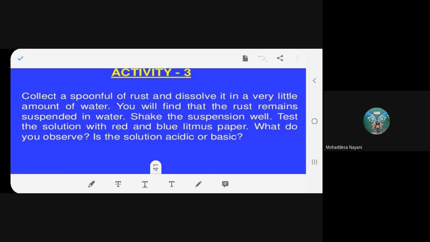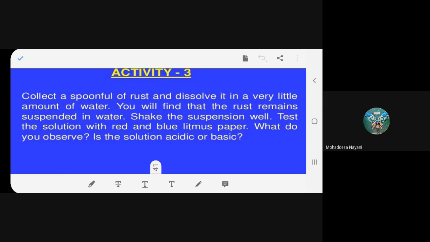Activity 3. Collect a spoonful of rust and dissolve it in a very little amount of water. You will find that rust remains suspended in the water. Shake the suspensions well. Test the solution with red and blue litmus paper. What do you observe? Is the solution acidic or basic?